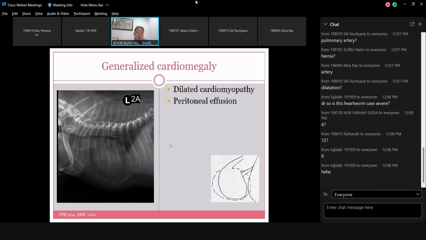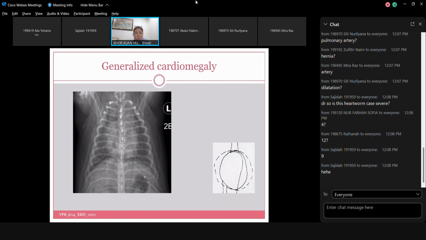But always remember to rule out pericardial effusion, because in any cases of a cardiomegaly, globoid heart shape, pericardial effusion, okay, please make correction, pericardial effusion, all right, would be the differential diagnosis. Okay.